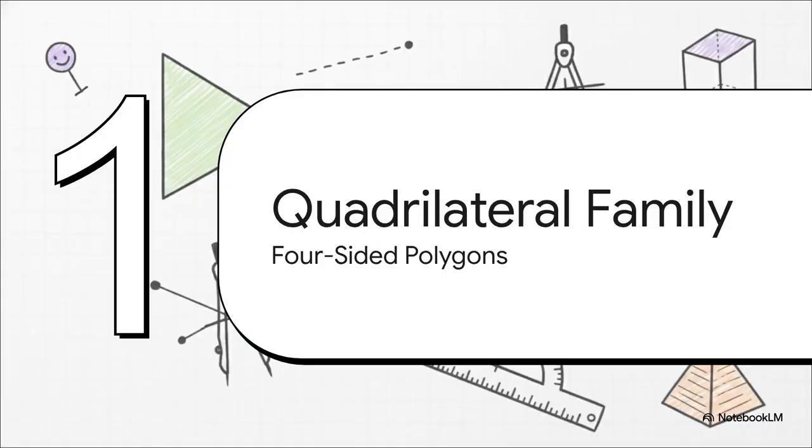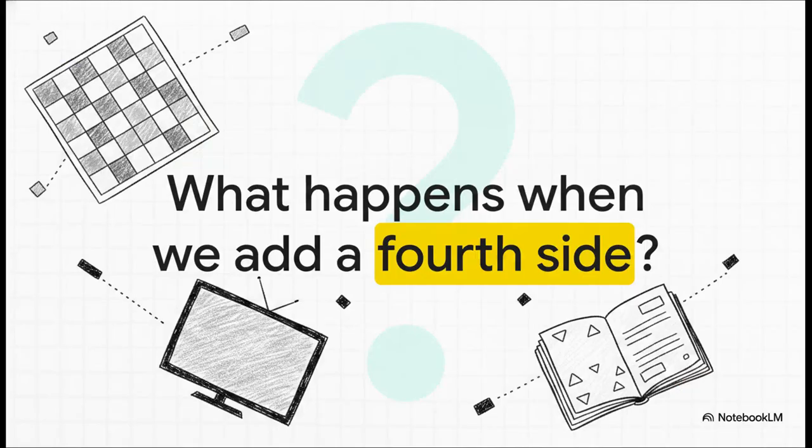All right, let's step it up a notch with Section 4, the quadrilateral family. Think about what happens when we step up from a three-sided triangle and add a fourth side. Take a look around you right now. Seriously, glance around the room. Can you spot any flat, four-sided objects? Maybe it's a chessboard, your flat-screen TV, the screen you're watching this on, or just the cover of a notebook. These are all real-world quadrilaterals, which just means shapes with four straight sides.